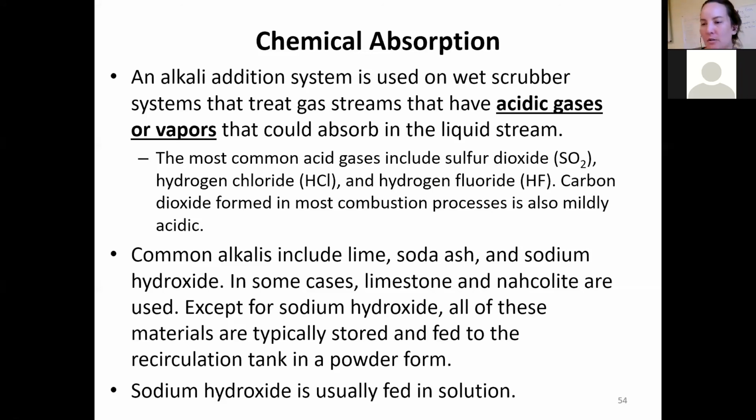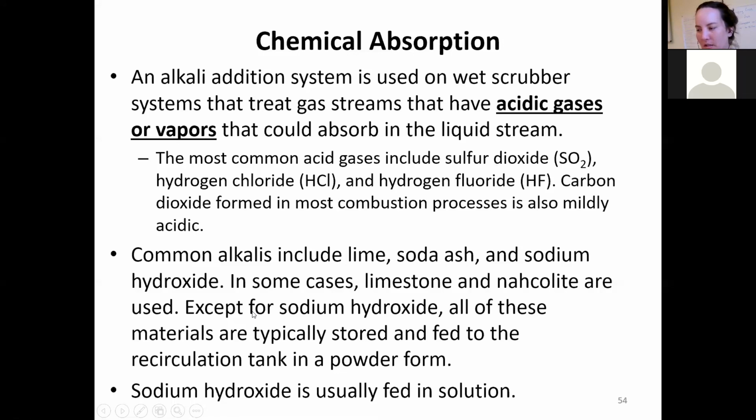So chemical absorption, the devices work the same. In this case, there's some chemical reaction that occurs in the liquid that helps to increase the rate of absorption and helps the liquid to hold more gas. A really frequent additive is alkali. Alkali just means a chemical base, and these alkalis could include lime, soda ash, sodium hydroxide.